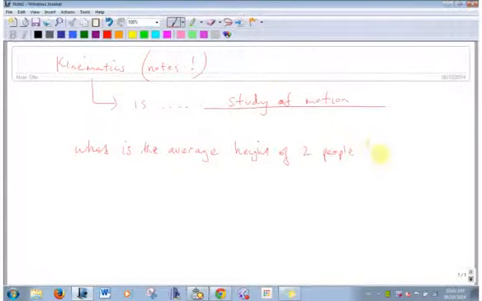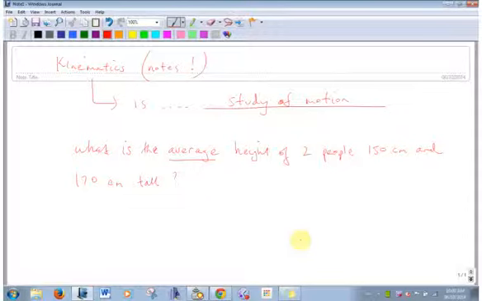What is the average height of two people, 150 centimeters and 170 centimeters tall? Again, when we say average here, we're talking about the arithmetic mean. Don't worry, we're not getting into that in this course, but the book just throws this word around. That's what we're talking about.